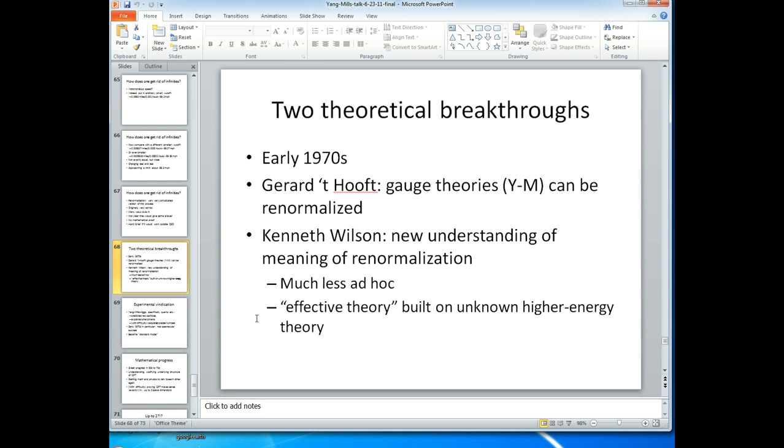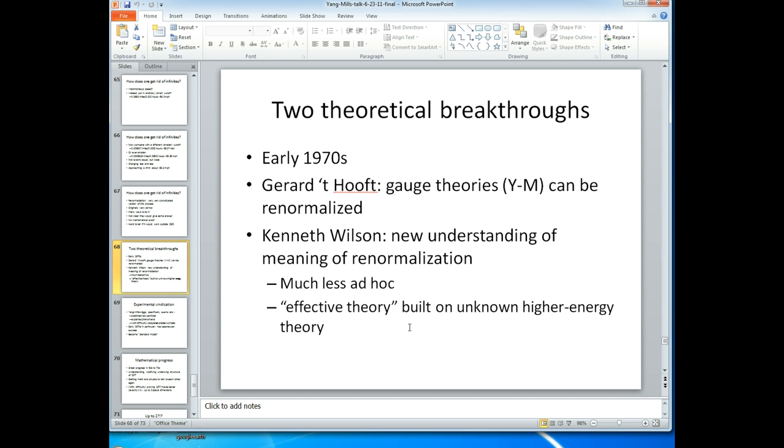And part of what comes out of that is the idea that the theory that you're using and need to renormalize might just be an effective theory that works at certain scales of distance and energy, and then it's built on top of an unknown higher energy theory, but you don't need to know the details of the higher energy theory. It's somewhat like the idea that if you're a biologist, you need to know certain things about chemistry, but you don't need to know all the details. You just need to know what chemistry tells biological materials to do.